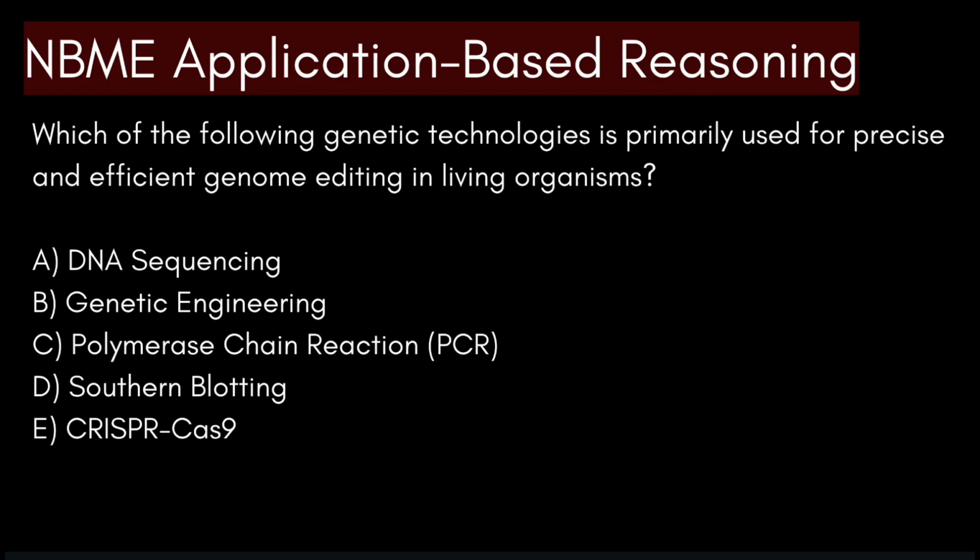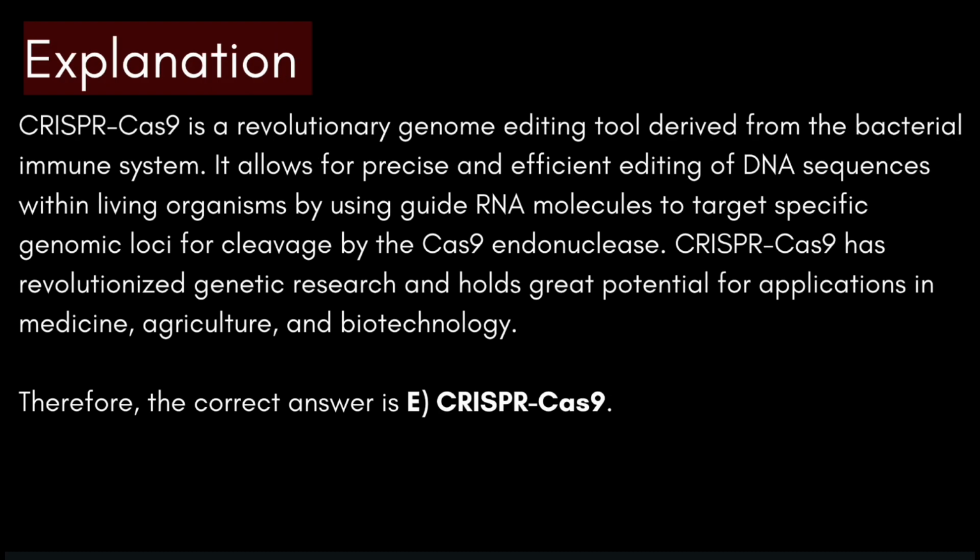All right, let's go ahead and move on. If you need more time, please feel free to pause the video. CRISPR-Cas9 is a revolutionary genome editing tool derived from the bacterial immune system. It allows for precise and efficient editing of DNA sequences within living organisms by using guide RNA molecules to target specific genomic loci for cleavage by the Cas9 endonuclease. CRISPR-Cas9 has revolutionized genetic research and holds great potential for applications in medicine, agriculture, and biotechnology. Therefore, the correct answer is E, CRISPR-Cas9.